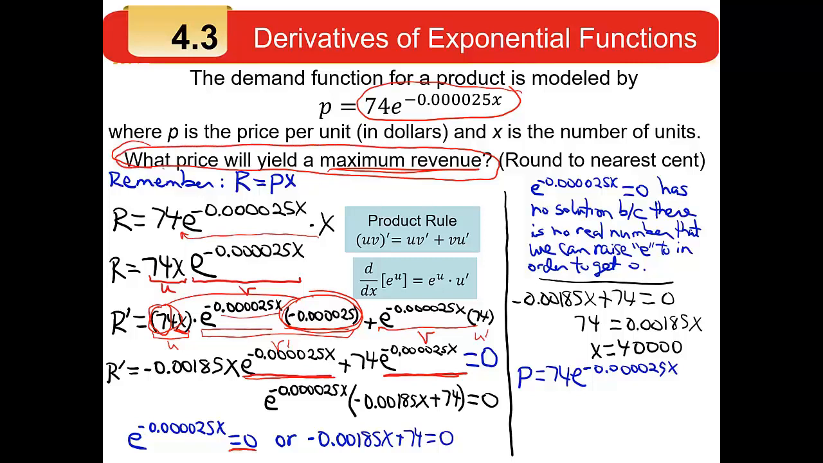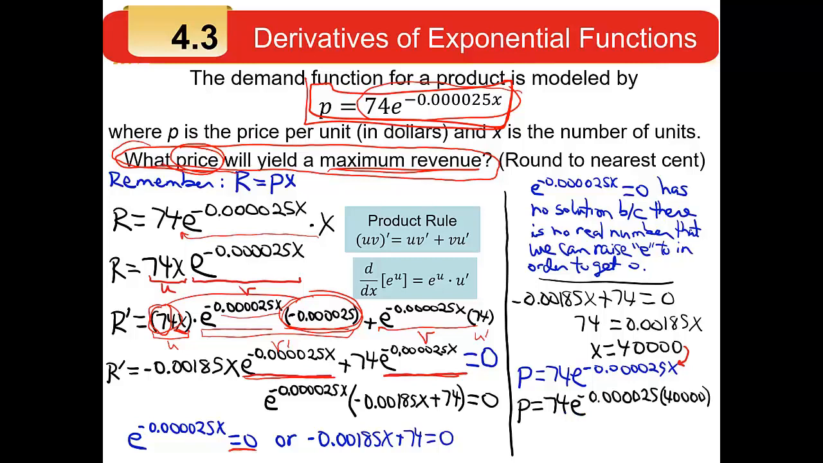But they actually didn't ask. They asked what price will yield maximum revenue. Well, price is that original function they gave us when we first started off. So I wrote that down. I have to plug 40,000 into that to figure out the price. The quantity to produce maximum revenue is 40,000. They didn't ask for that. They could have, but they didn't. They asked for the price that would yield maximum revenue. So you have to take that 40,000 and plug it back in for x.